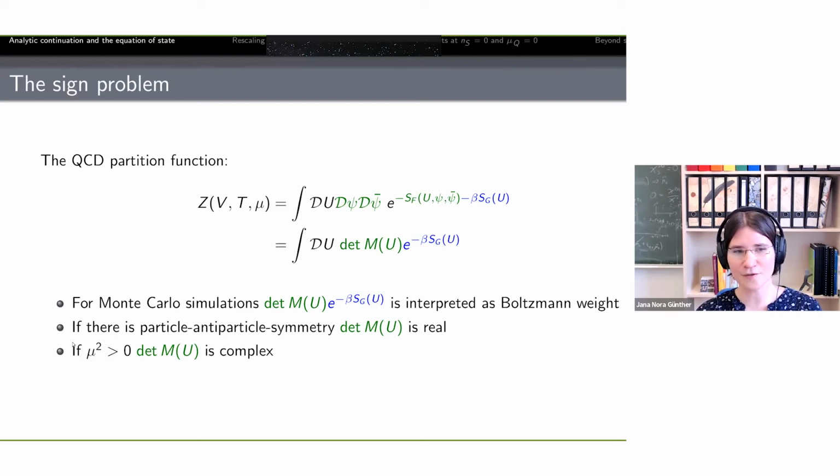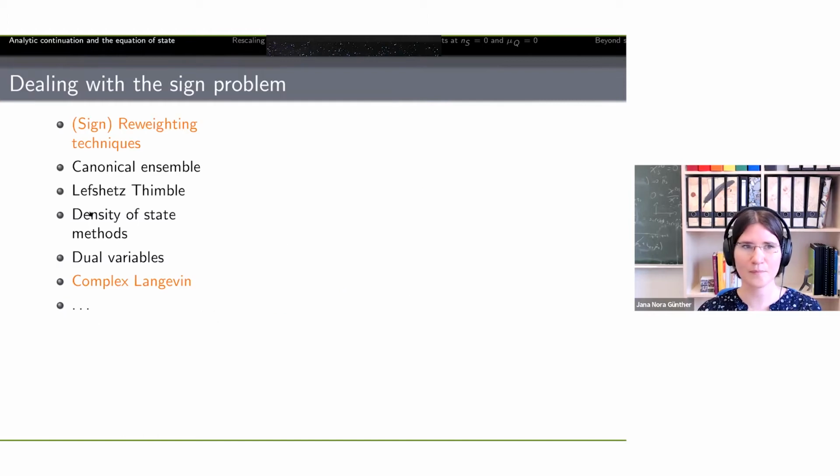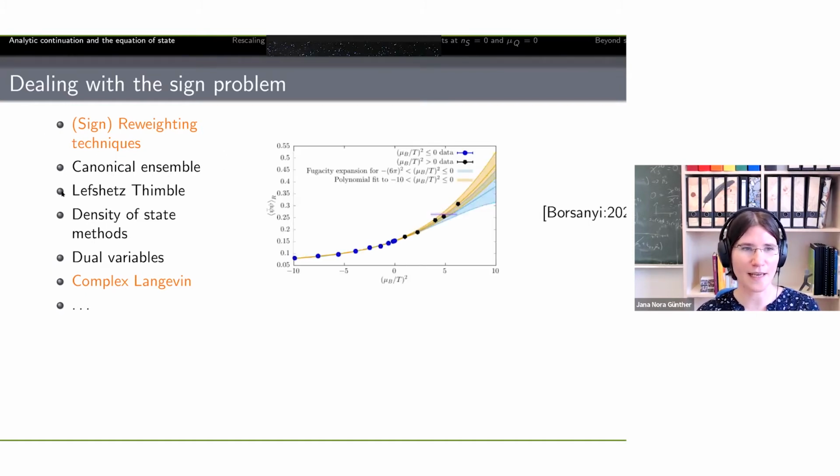So if we introduce a real chemical potential, this determinant becomes complex, and a complex number is not a very useful probability. So then we can't do Monte Carlo integrals anymore. And this is the reason why it's so difficult to get information on the phase diagram from Lattice QCD. There are lots of techniques around to deal with that. At the moment, my personal two favorites are the sign reweighting and the complex Langevin, though that might change at some point.